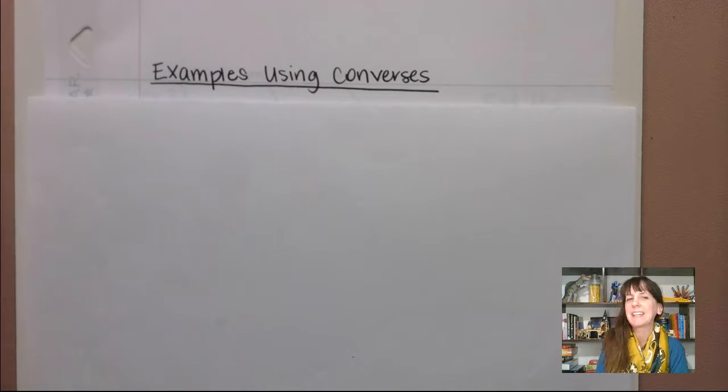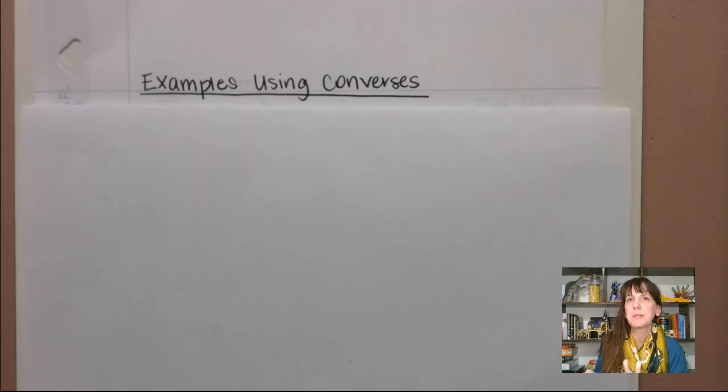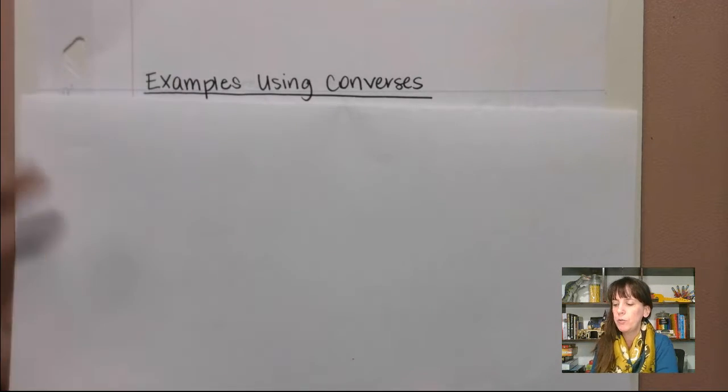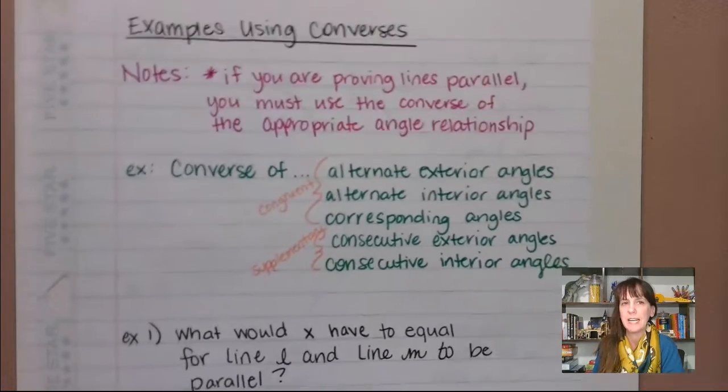Friends, welcome back. In the previous videos, we've talked about how, if you're told that lines are parallel, there are angle relationships that you can find, which are supplementary or congruent. Now we're going to talk about the converse of that. So these are the notes that you want to take here.